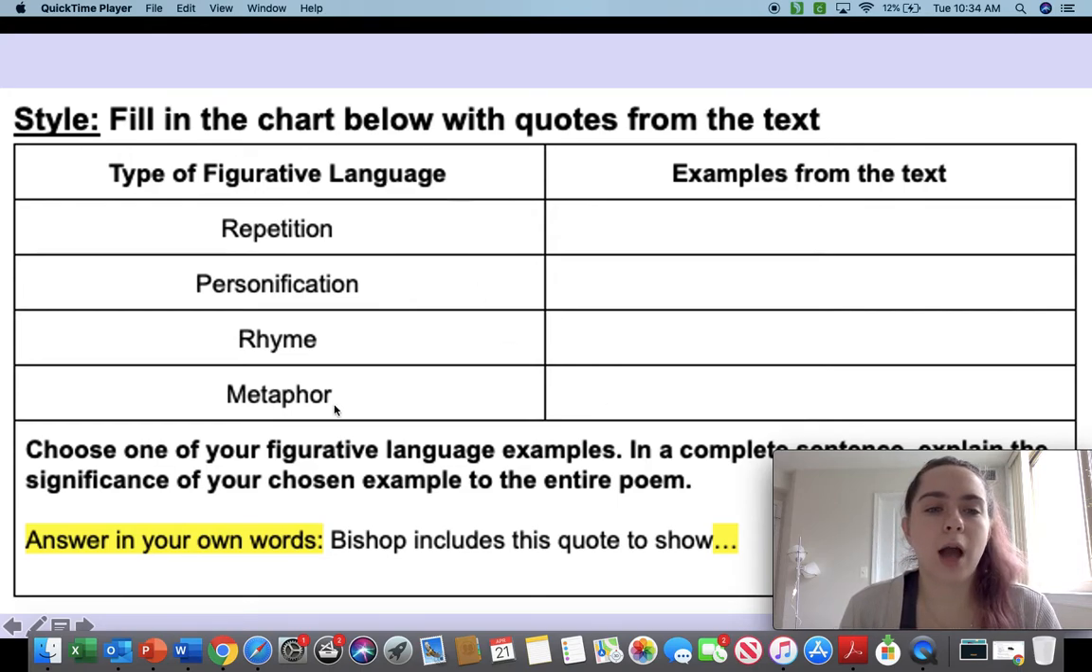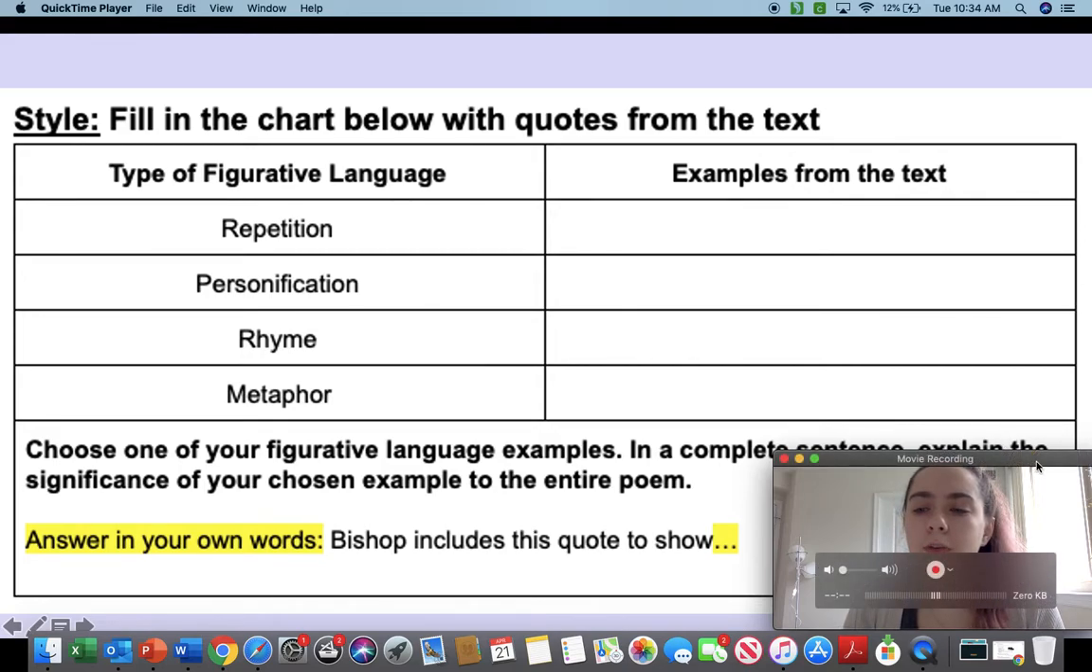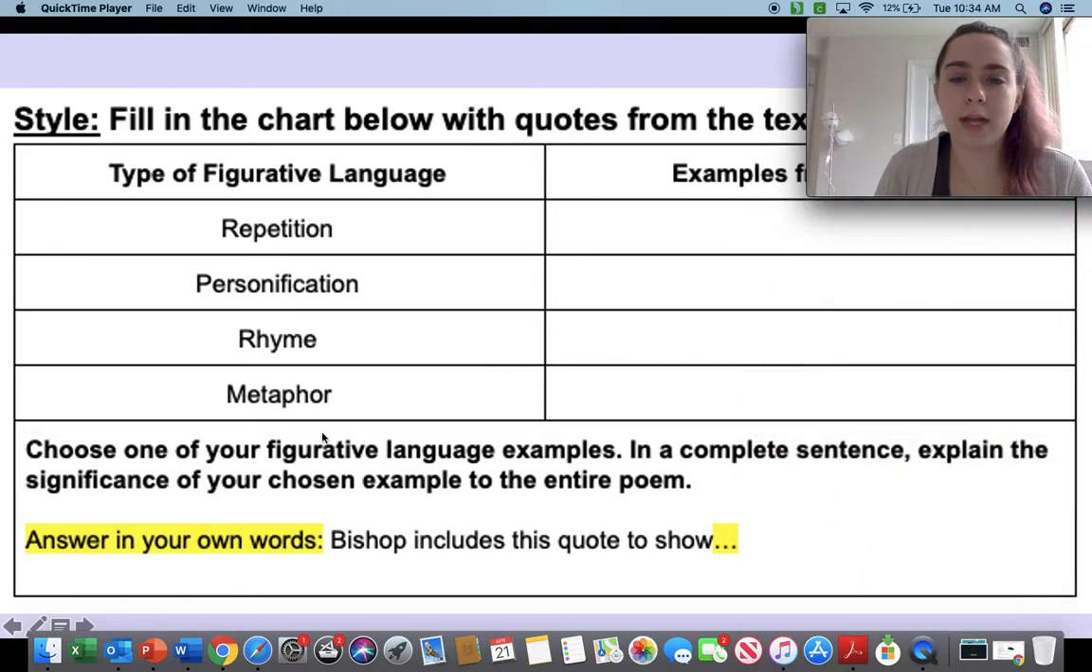You're going to find an example of metaphor and put it here. Out of these four, I think metaphor and personification are particularly challenging. If you're having a hard time finding examples of any of these types of figurative language, please call or text me, and I'm happy to help you find them. So that's the chart. After you finish the chart, your next step is going to be to answer this question.